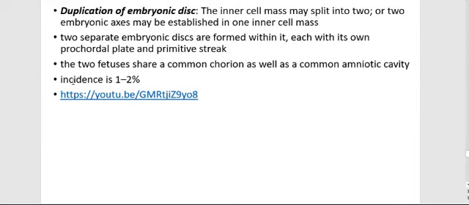This one is very rare, and it leads to chances of having Siamese twins. If the duplication, the separation, is incomplete, it can lead to Siamese twins at the bilaminar embryonic disc stage.